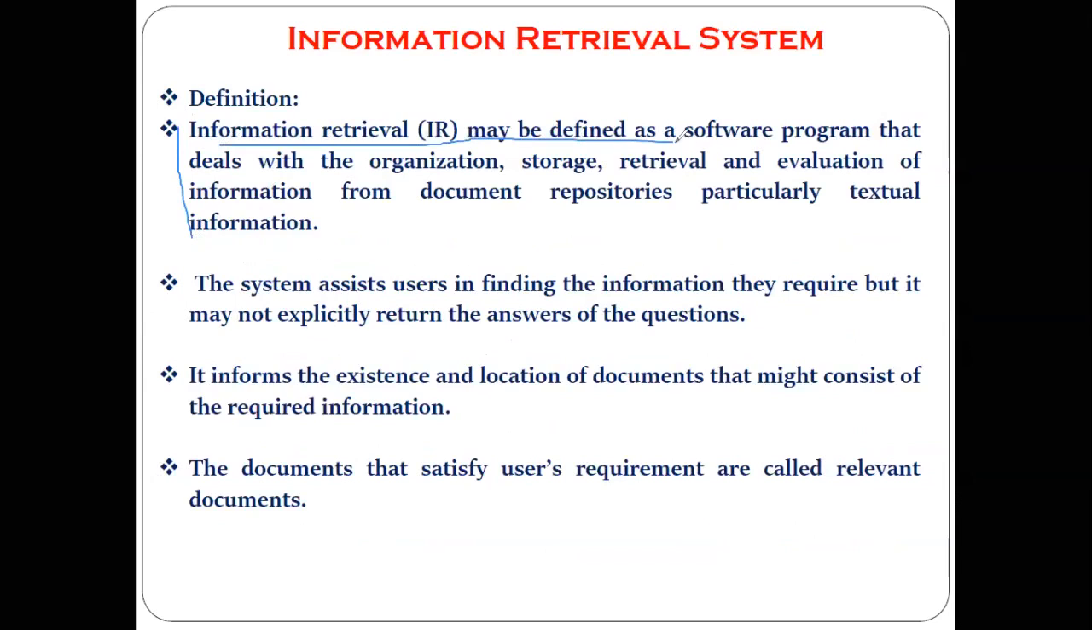Okay, and here the technical definition I have also mentioned. Information retrieval may be defined as a software program that deals with the organization, storage, retrieval, and evaluation of information from a document repository, particularly textual information and other kinds of information. So it is not just retrieving the information. An information retrieval system is not related only to the retrieving of information. It is also related to what? Organization. Organization means what?